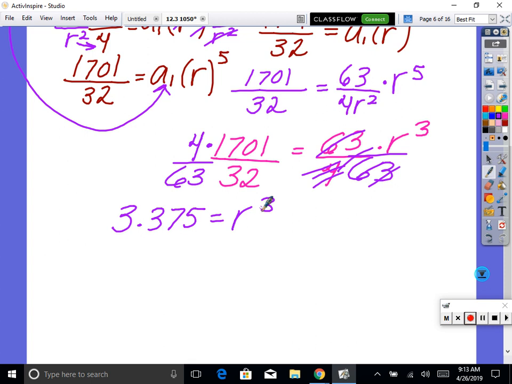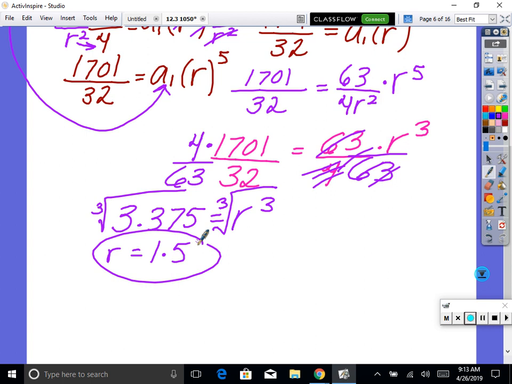Okay, then how do we get r alone? Cube root it. Now if you take an even root, like a 4th root, wouldn't I need to put a plus or minus on r? But it's an odd root in this instance. So cube root, so what is r? 1.5. So now we know what our ratio is, 1.5.